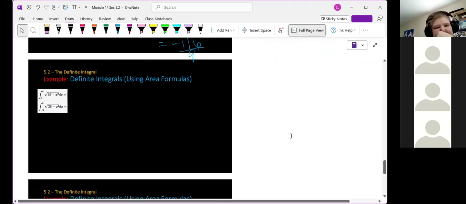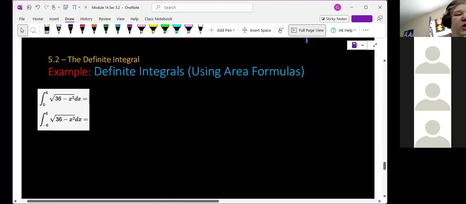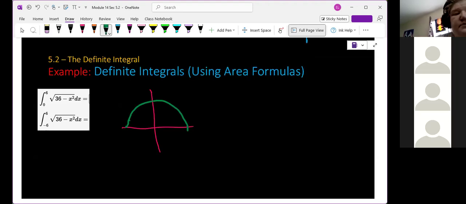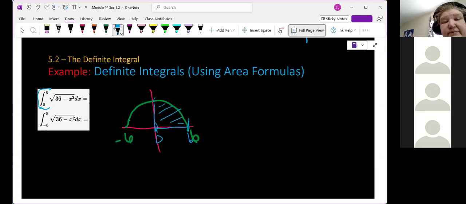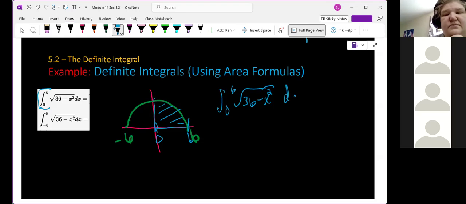All right, this one actually works out nicer. The formula we're looking at is ugly to look at, but if we graph it, what we actually see is that this is the top half of a circle. So the square root of 36 minus x squared, that can be rearranged to be x squared plus y squared equals 36. So this is a circle of radius 6 centered at the origin. So when we're looking at our first one with the bounds from 0 to 6, that is looking at this area here. So that shape, that is 1/4 of a circle.